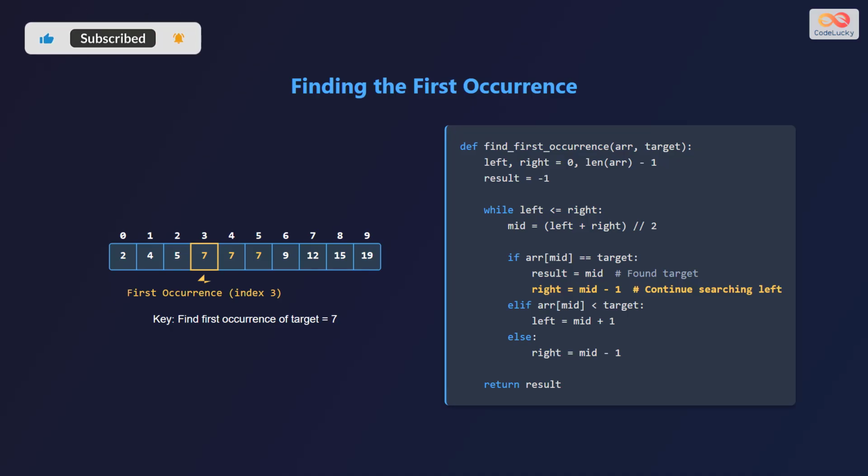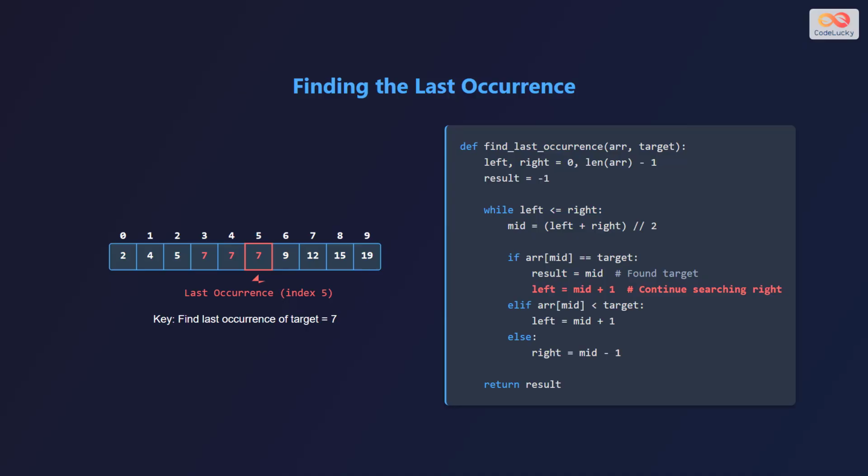First, the variables left and right are initialized to point to the beginning and end of the array, respectively. The result variable is initialized to -1, which is returned if the target is not found. When the element at the middle index is equal to the target, the result is set to the middle index, and the right pointer is moved to mid - 1 to continue searching for the first occurrence in the left half. If the element at the middle index is less than the target, the left pointer moves to mid + 1. Otherwise, the right pointer moves to mid - 1. Finally, the function returns the result.